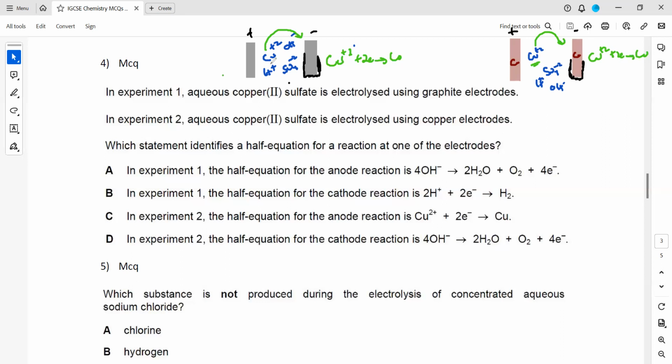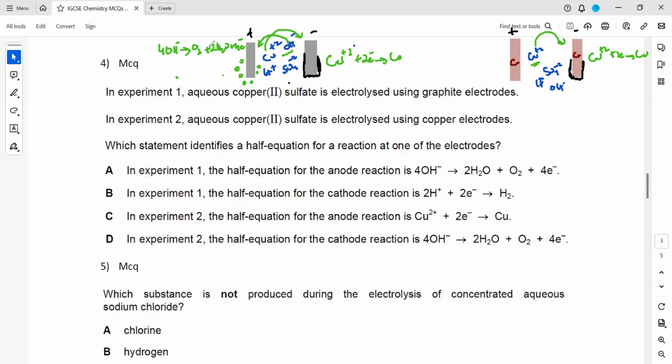For negative ion, what will happen? We check the amount, like which is more, but sulfate, nitrates, and carbonates never move. Because there's a sulfate ion, this sulfate ion will never move, so hydroxide will move. When 4 hydroxide ions move there, they give oxygen plus 2 water molecules plus 4 electrons. So for the observation, because oxygen is a gas, we'll observe bubbles.